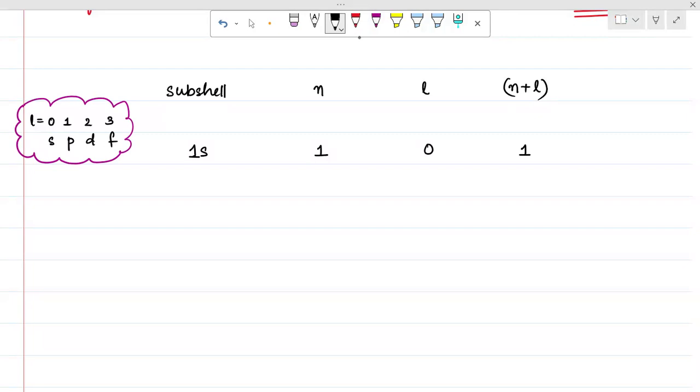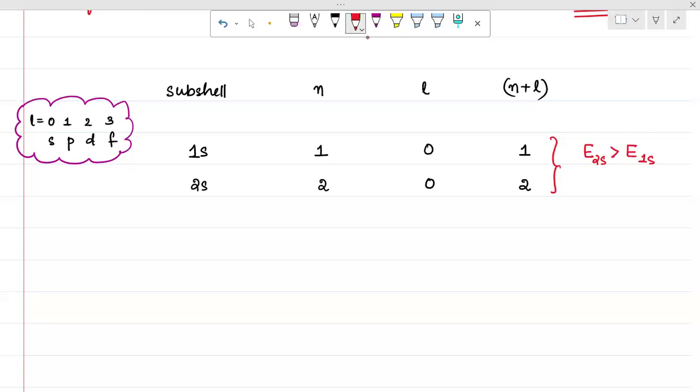Now let's say I want to compare this with 2s. The principal quantum number corresponding to 2s is 2. s corresponds to L value 0, and N plus L is going to be 2. So it's very clear that as N plus L value increases, your energy also increases. So if I have to compare these two, what I can say is the energy of 2s is greater than the energy of 1s. How did I come to that conclusion? It is from comparing the N plus L value of that particular subshell.